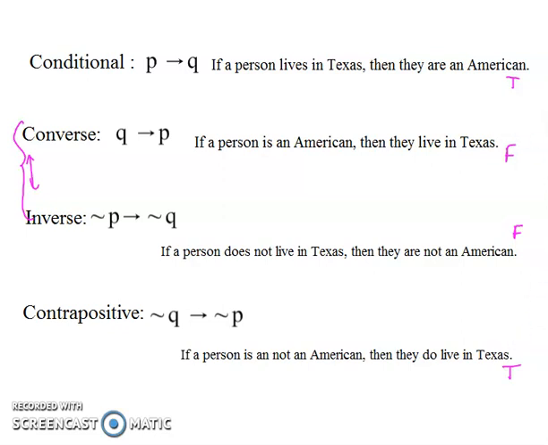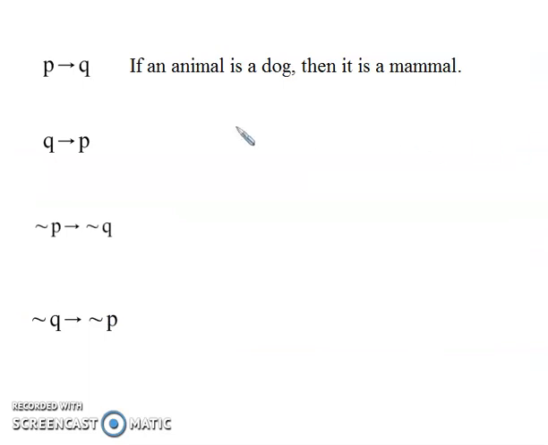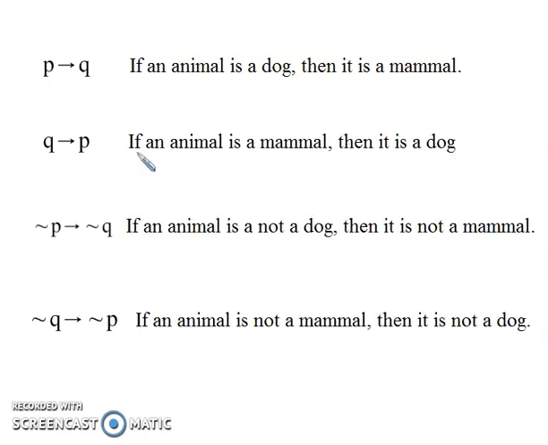So now we're going to have two examples. And this is going to be a great opportunity for you, if you would like to pause the video now, then you can pause and write the converse, inverse, and contrapositive, and then check your work. So our conditional is if an animal is a dog, then it is a mammal. The converse of this would be if an animal is a mammal, then it is a dog. So we simply reverse the P and the Q statements to get Q implies P.